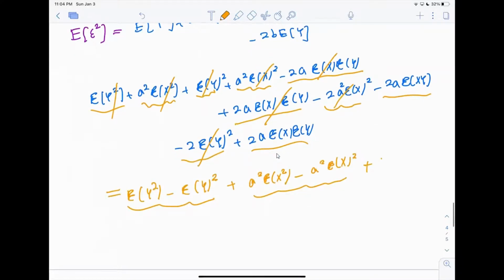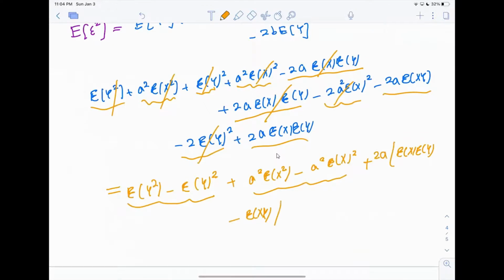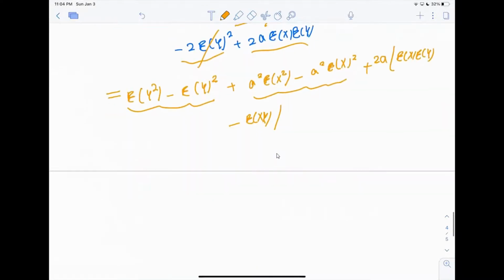2A E of xy minus 2A E of x E of y. So it would be better if I just start from here and do this one here. I factor out 2A and then do this. Okay, good. Let's do some simplification. This one becomes variance of y. This one becomes variance of x.